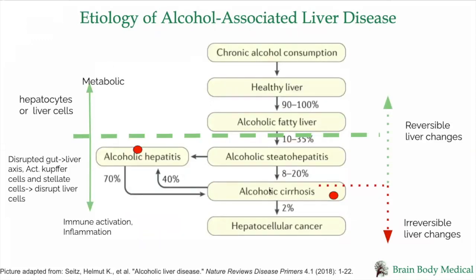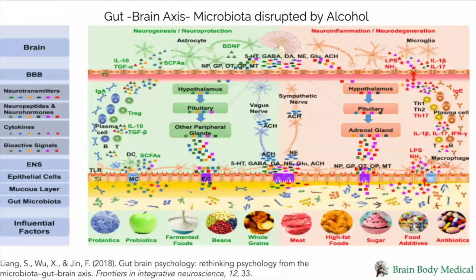So we just now talked about how we get alcoholic fatty liver, and that's because of the way the liver cells break down alcohol. This is the metabolic pathway of why we get alcoholic fatty liver. Now we're going to talk about why we get alcoholic hepatitis and alcoholic cirrhosis. This is a very important slide to understand. This is a slide that I've used before in a prior presentation, showing the disruption of the gut-brain axis.